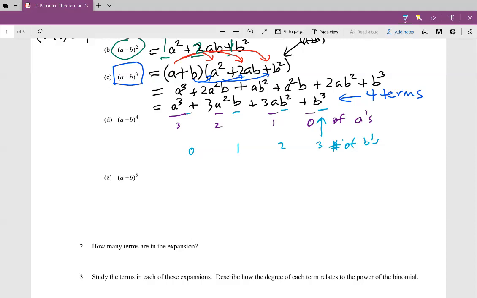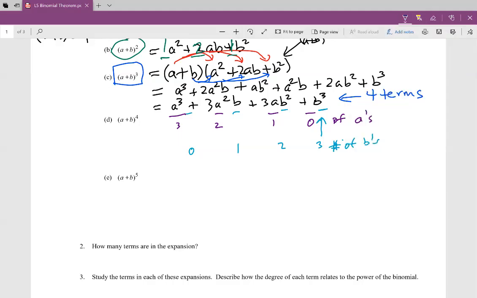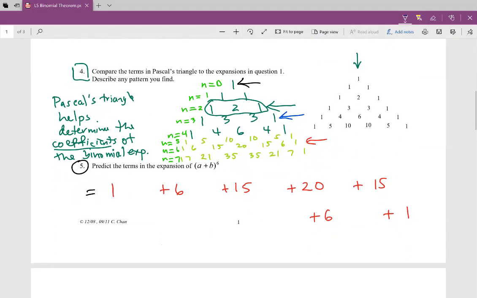So not only does binomial expansion require you to use Pascal's triangle for the coefficients, we also need to figure out the pattern for the variables. So I think some of you are going to understand what I'm trying to do. When we go back to this question 5, predict the terms of the expansion of a plus b to the 6. So the very first term, I think everyone's okay with, it's going to be a to the 6.